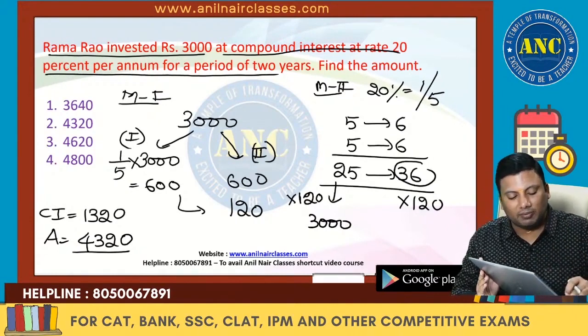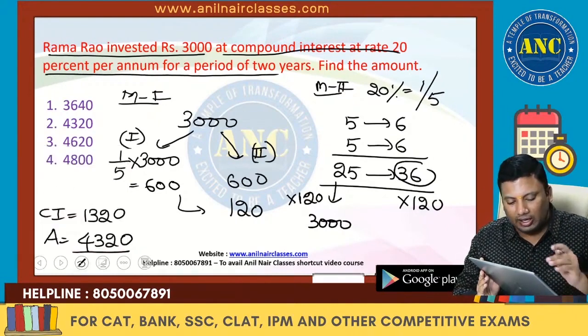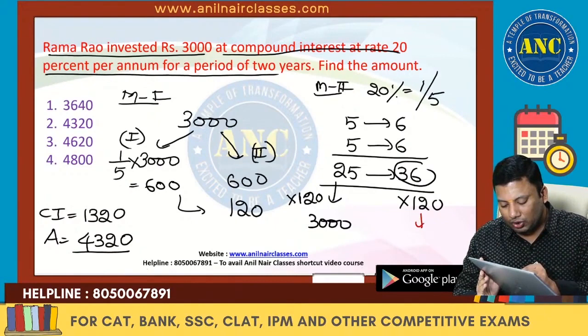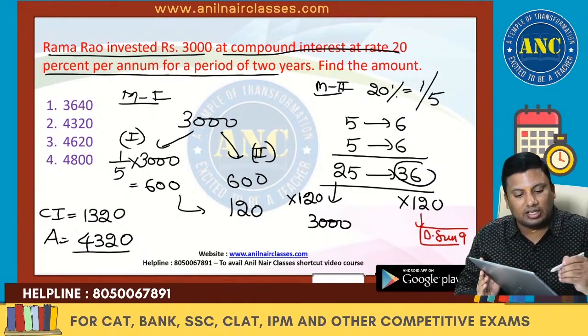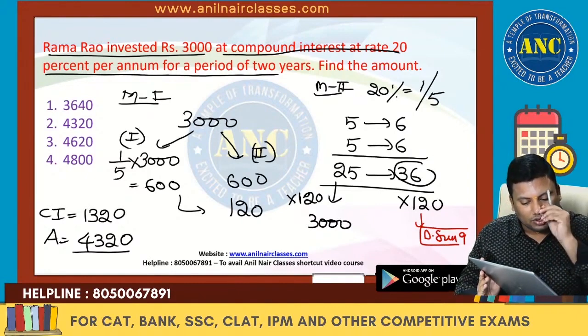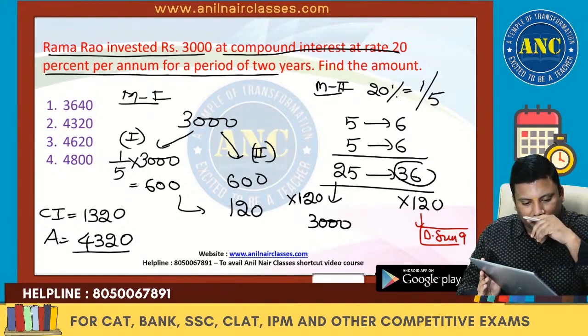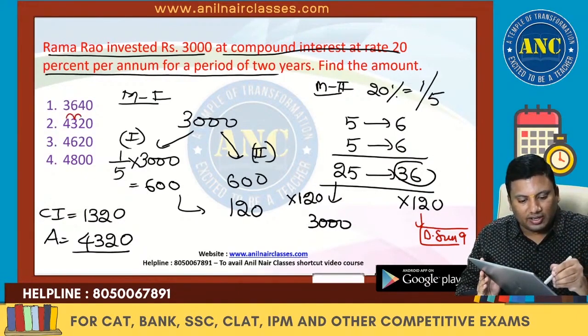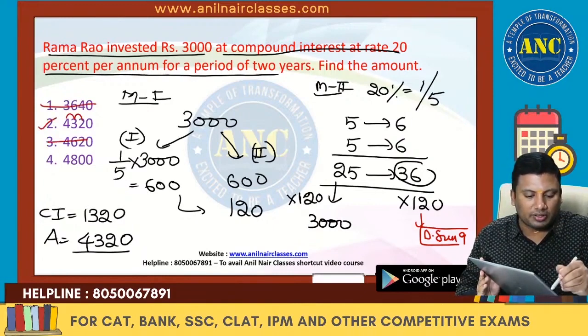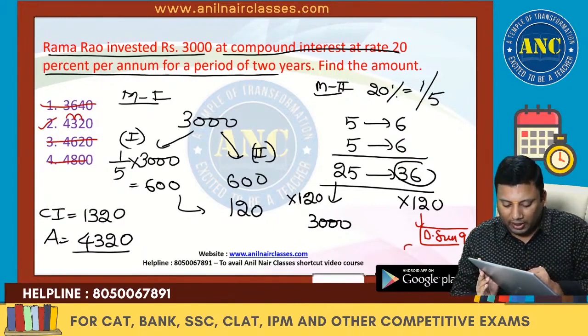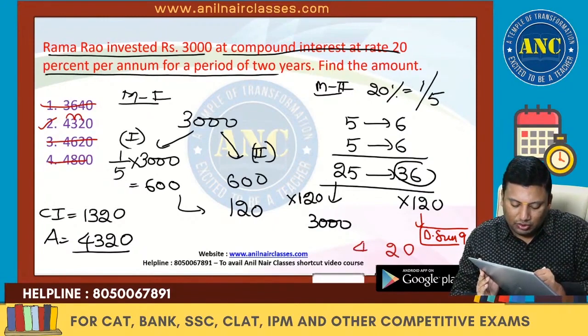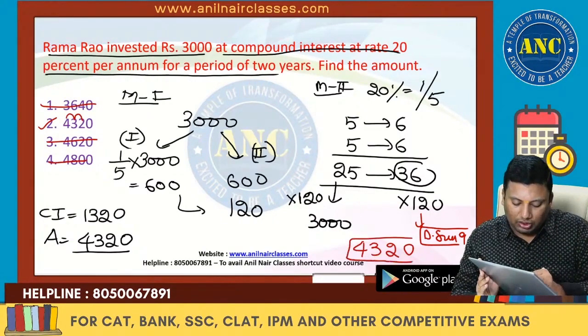36 digital sum is 9. 9 into any number, the answer digital sum should be 9. So how much is it? 4 plus 3 is 7, 7 plus 2 is 9. Second option, or if you multiply 12 sixes are 72, the answer is 4320.